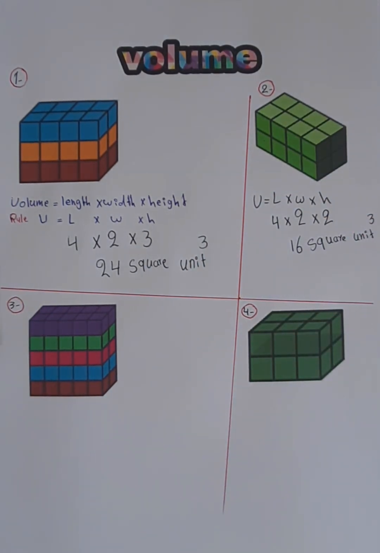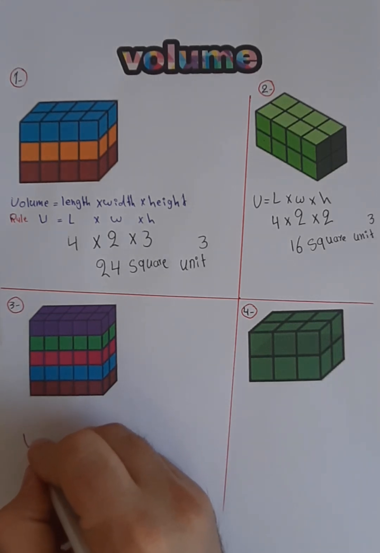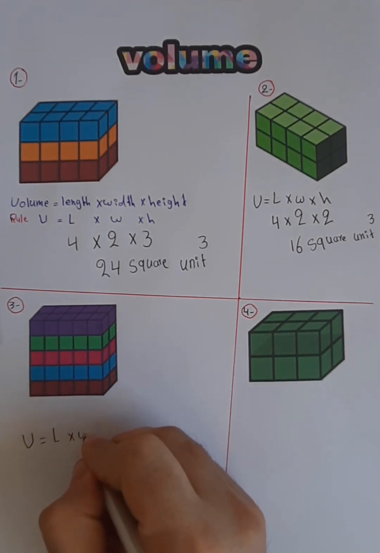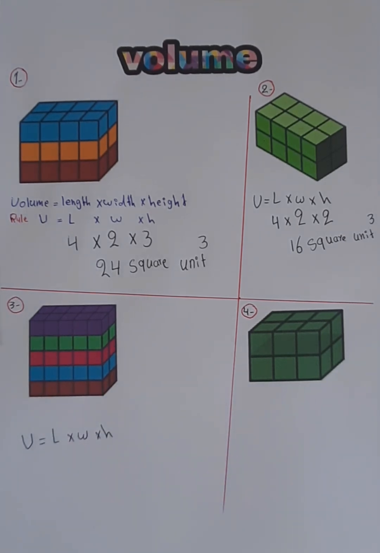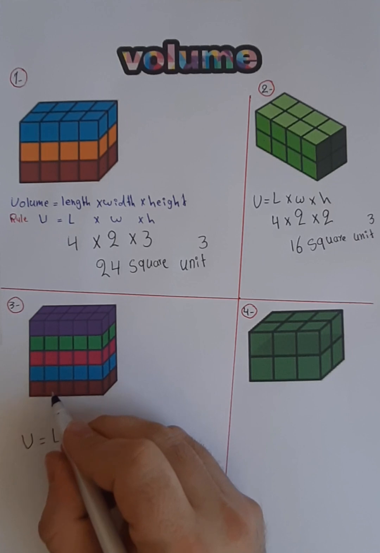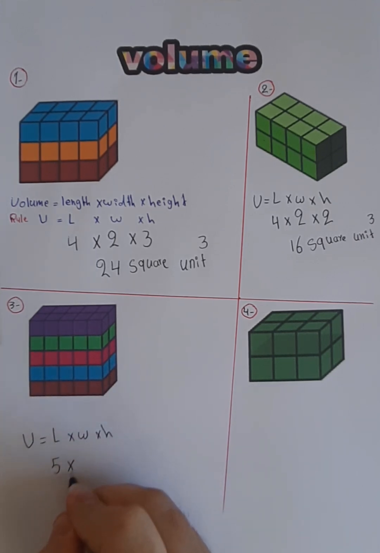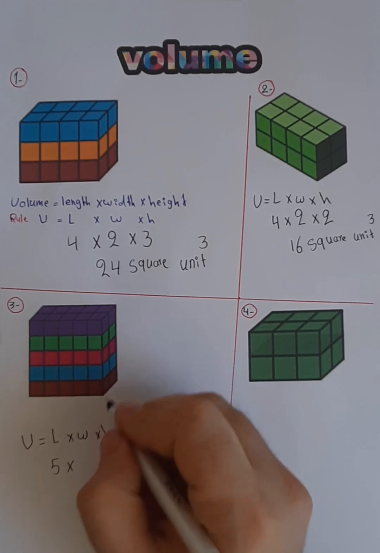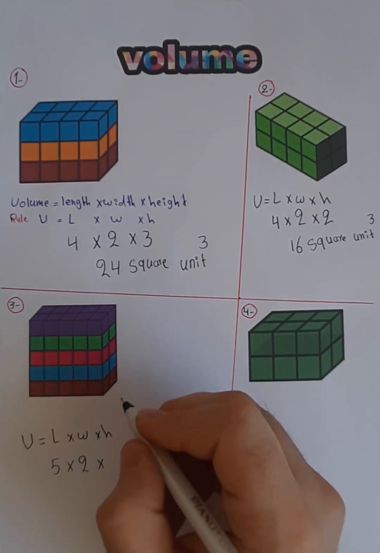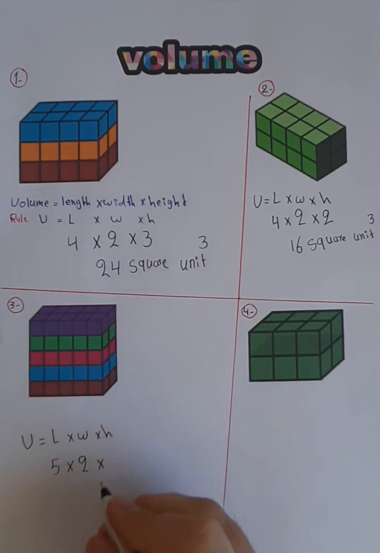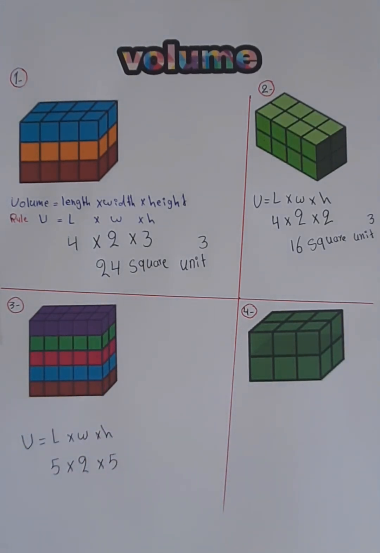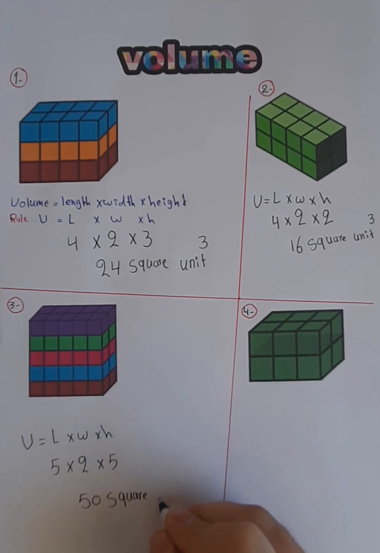Example number 3, the volume for this rectangular prism equals length times width times height. The length of this rectangular prism is 1, 2, 3, 4, 5 squares. Multiply by the width, which is 1, 2 squares. And then the height is 1, 2, 3, 4, 5 squares. Now you have to multiply 5 times 2 equals 10 and 10 times 5 equals 50 square unit cube or cubic unit.